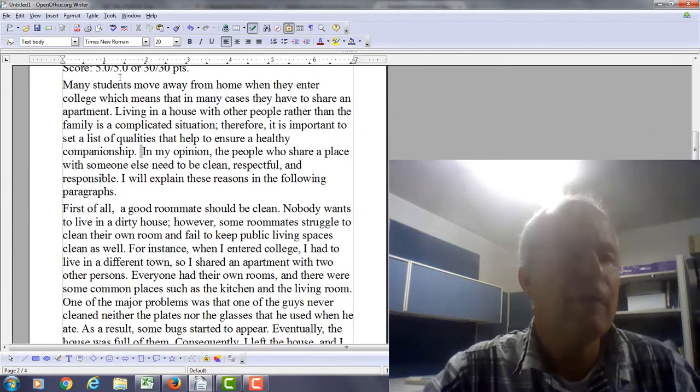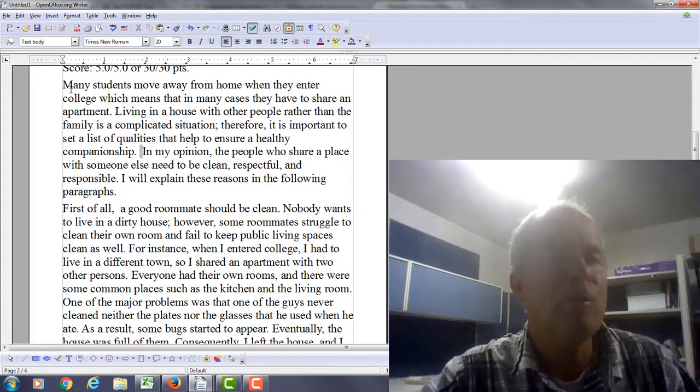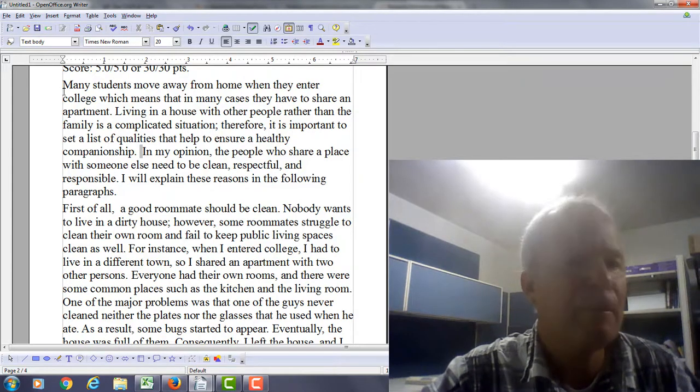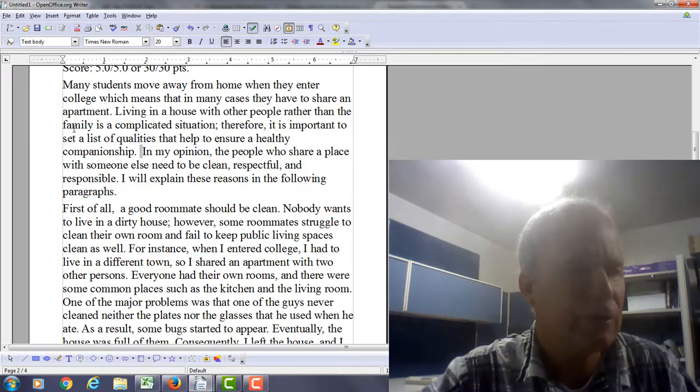So here we go, paragraph 1. Many students move away from home when they enter college, which means that in many cases they have to share an apartment. Living in a house with other people rather than the family is a complicated situation. Therefore, it is important to set a list of qualities that help to ensure a healthy companionship. In my opinion, the people who share a place with someone else need to be clean, respectful, and responsible. I will explain these reasons in the following paragraphs.